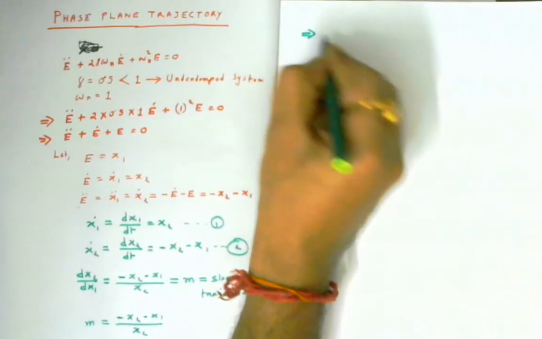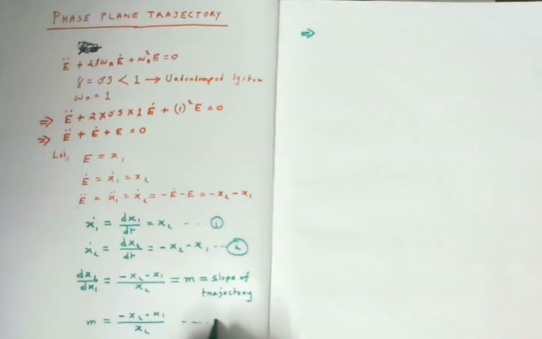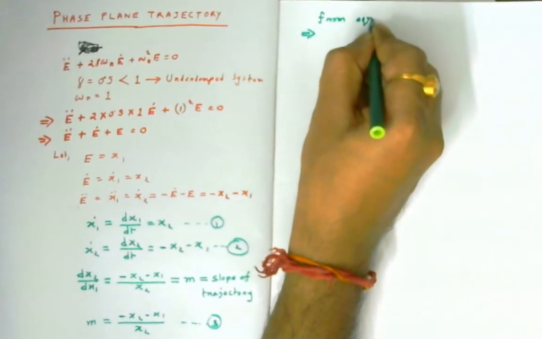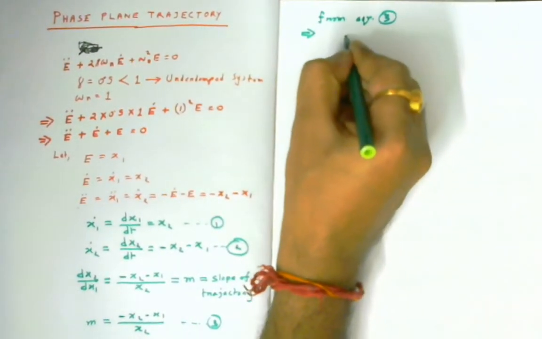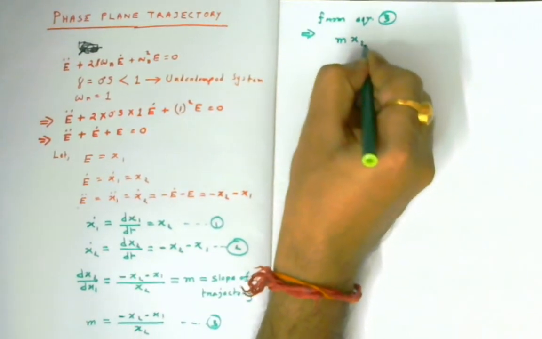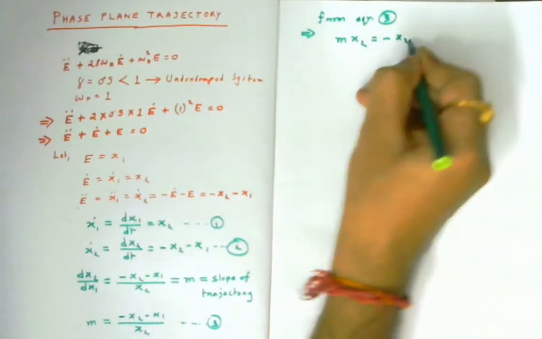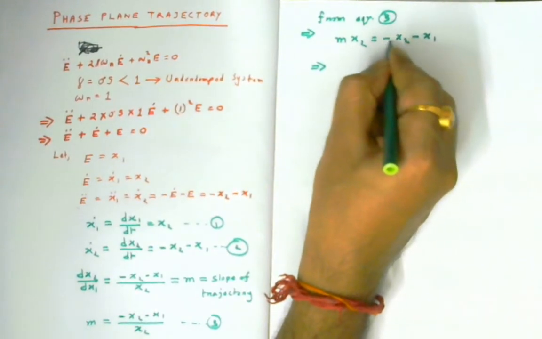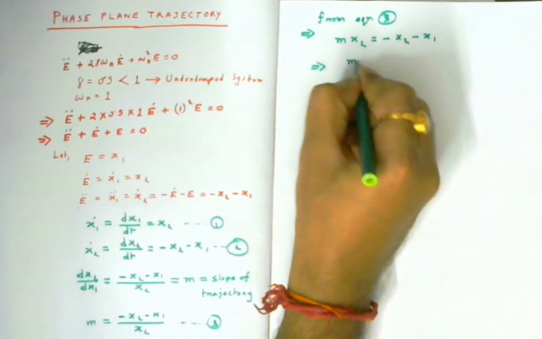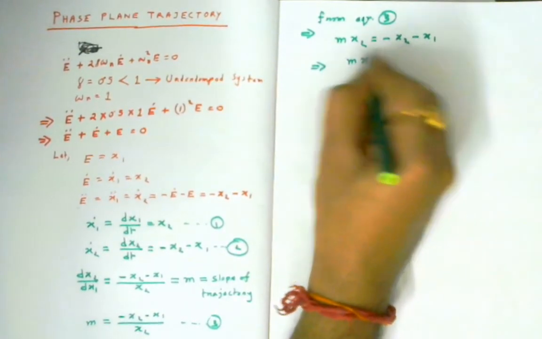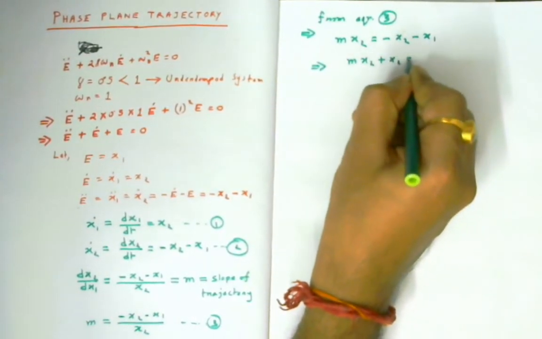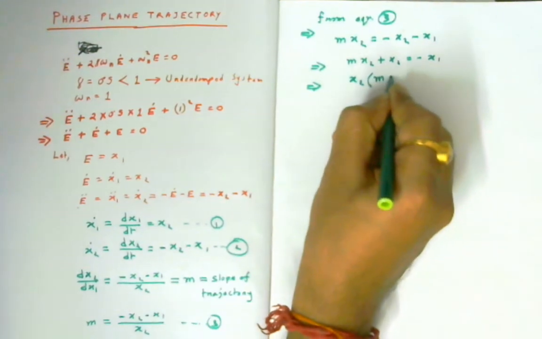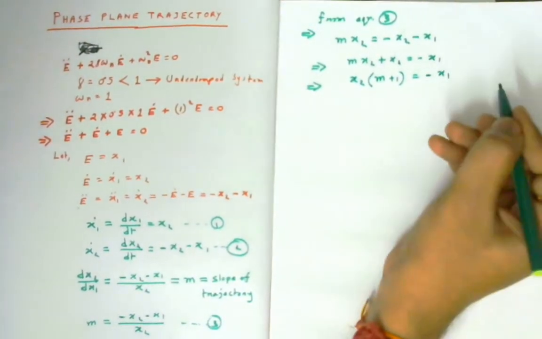Now if I cross multiply from equation number 3, m x2 equals minus x2 minus x1. So I'm bringing this minus x2 to the left hand side, and taking x2 as common, it will be x2 times (m plus 1) equals minus x1.